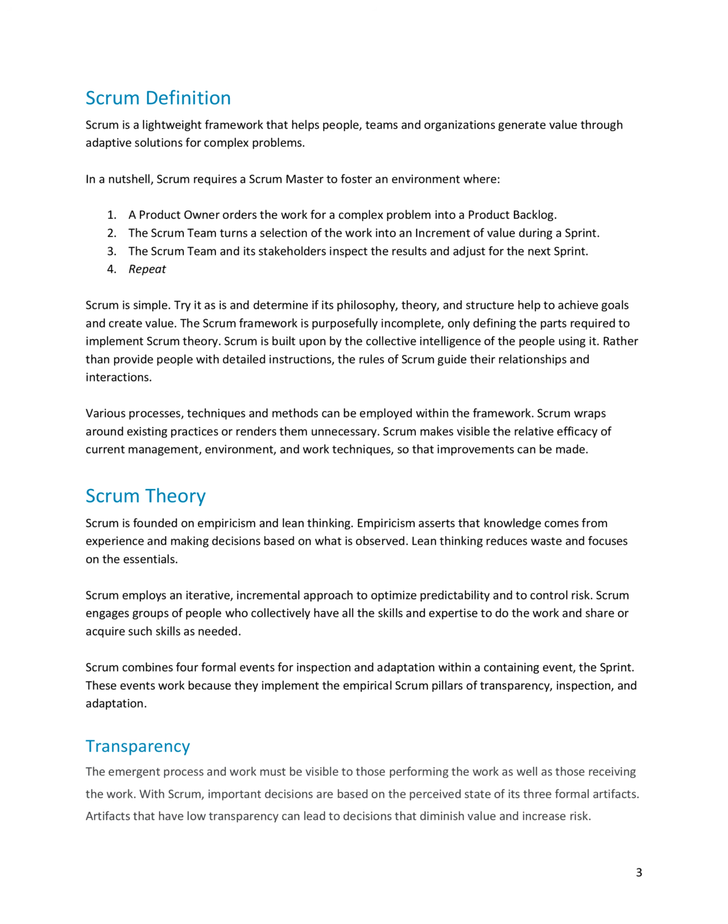Scrum is simple. Try it as is and determine if its philosophy, theory, and structure help to achieve goals and create value. The Scrum framework is purposefully incomplete, only defining the parts required to implement Scrum theory. Scrum is built upon by the collective intelligence of the people using it. Rather than provide people with detailed instructions, the rules of Scrum guide their relationships and interactions. Various processes, techniques and methods can be employed within the framework. Scrum wraps around existing practices or renders them unnecessary. Scrum makes visible the relative efficacy of current management, environment, and work techniques, so that improvements can be made.